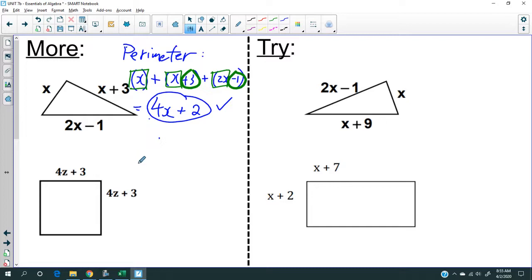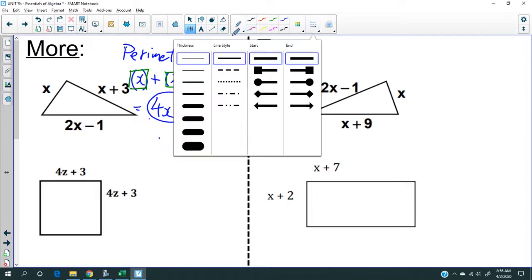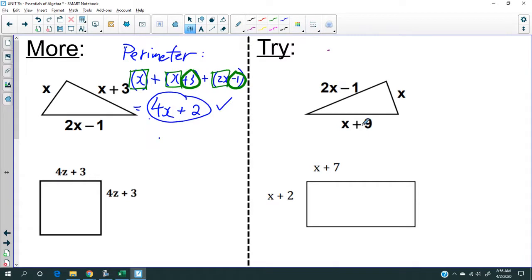Okay? Now, do me a favor. Knowing that, try this one right now. On your own. So press pause and try this one on your own right now. Okay. All right. And we're back.